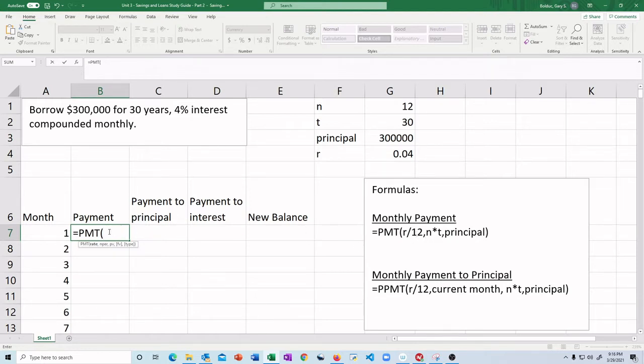So R over 12, 0.04 over 12, comma, and then I put in N times T. That's 12 times 30. That's the total number of times I'm going to make a payment: 12 times a year for 30 years. Okay, and then lastly, I'm going to type in the 300,000 because that's how much I have to start. That's what my loan amount started as. So you can see that plugged in here.